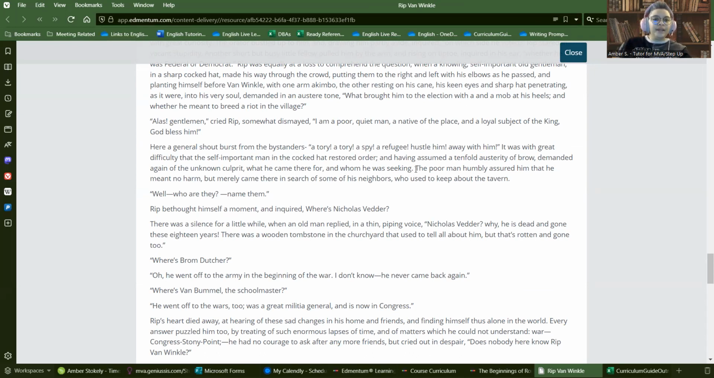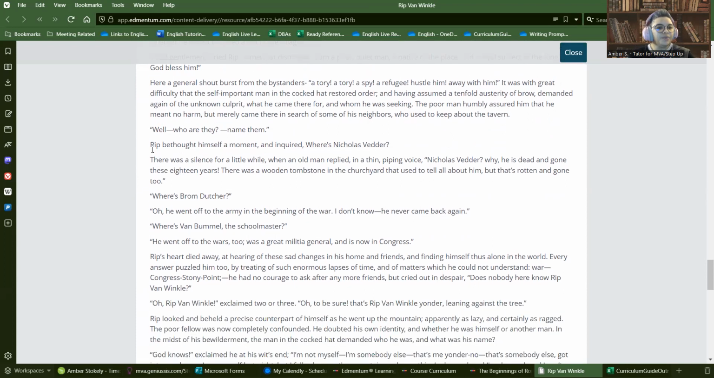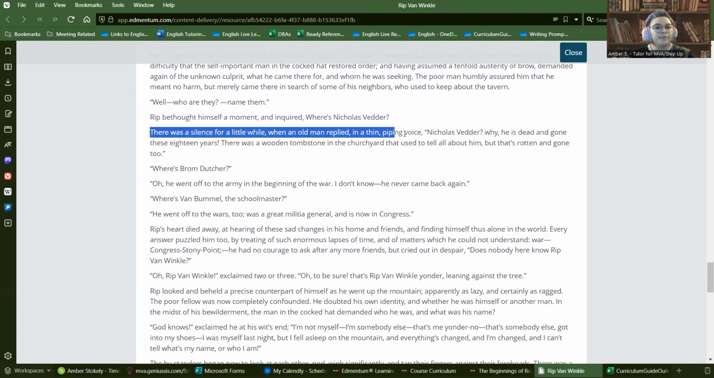It says the poor man humbly assured him that he meant no harm, but merely came there in search of some neighbors who used to keep about the tavern. "Well, who are they? Name them." Rip bethought himself a moment and inquired, "Where's Nicholas Vedder?" So he actually asked. There was silence for a little while, when an old man replied in a thin, piping voice, "Nicholas Vedder? Why, he's dead and gone these 18 years.